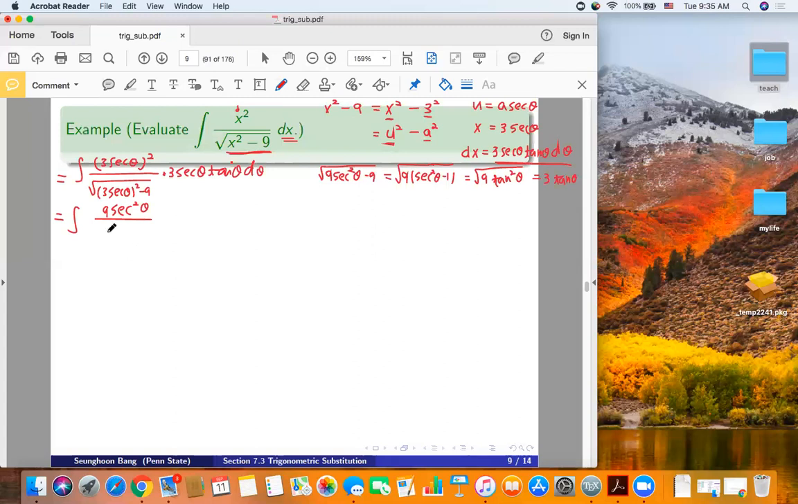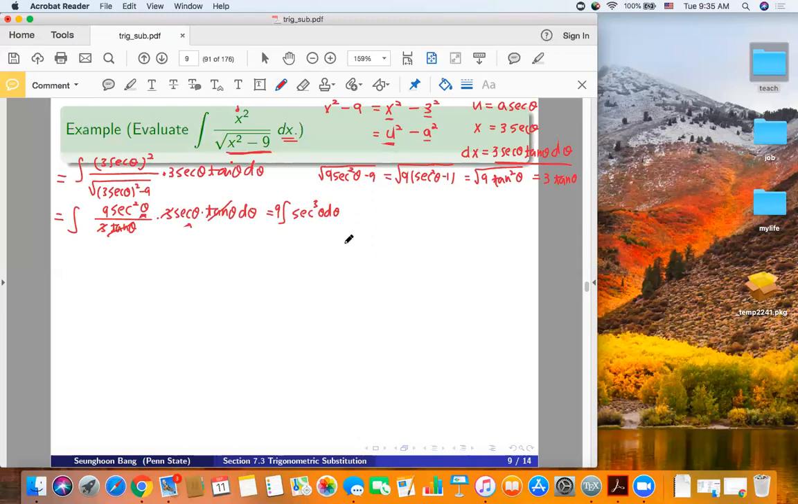So you plug in. The bottom is 3 times tan theta, times 3 secant theta tan theta d theta. So what happens? The 3 is crossed out, and tangent theta is crossed out. We have the integral, and you can take out 9. The 9 times secant squared theta times secant theta is secant cubed theta d theta. It's good.